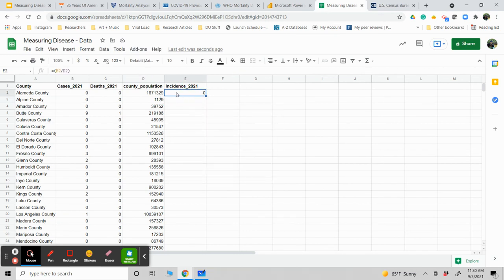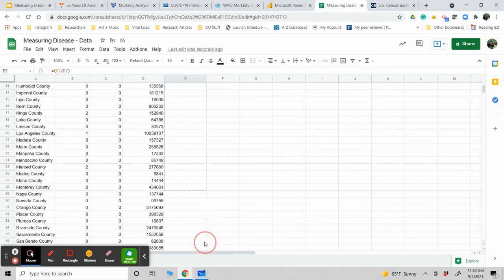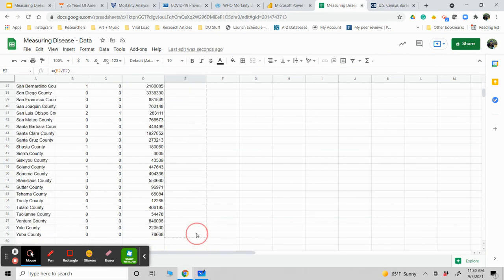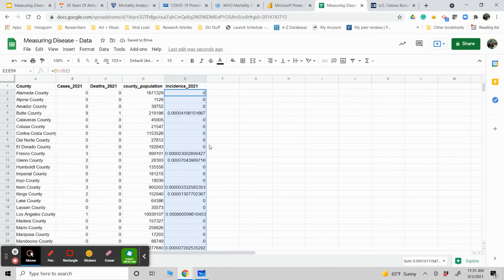but what I would recommend is start with that first cell. You can see a little square show up in the bottom right if you hover over it. Click on that, hold it, and drag it down. Google Sheets or Excel will automatically calculate the incidence rate for each county. Pretty cool. So this is technically the incidence rate of West Nile virus for Butte County.